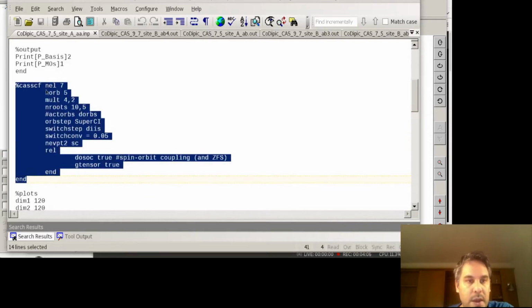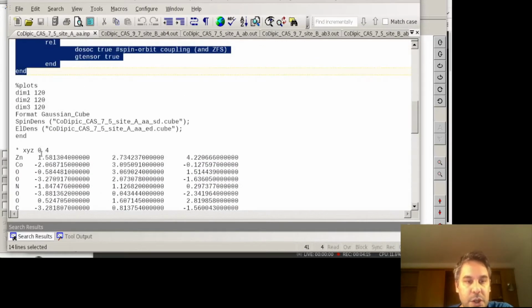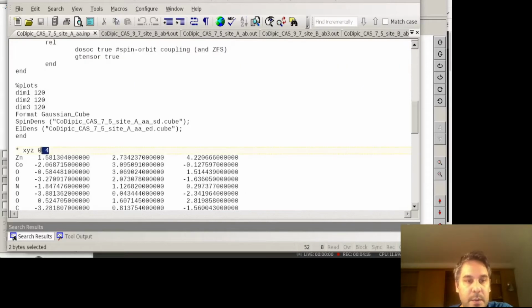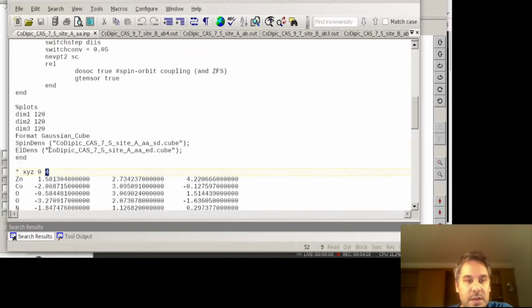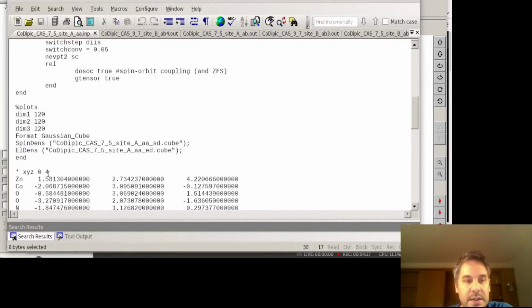So we have to define the number of electrons and the number of orbitals. So I have the structure here. The total charge is 0, and the multiplicity that I'm starting with is 4. The multiplicity is also set here, and I think that the CASSCF module overrides whatever I wrote here, but I do not know if there's a difference if I had chosen a starting multiplicity of 2.